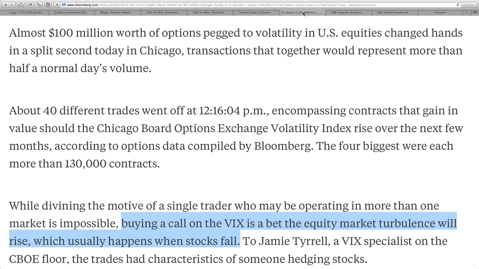Now let's talk a little bit about the VIX. Buying a call on the VIX is a bet that the equity market turbulence will rise, which usually happens when stocks fall. This individual here said that the trades had characteristics of someone hedging stocks. Very well could be. I'm not denying that. But what does this tell you about the fragility of the market itself?